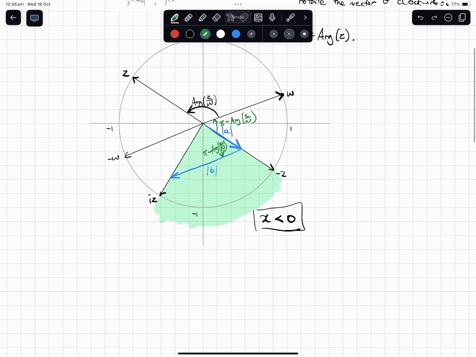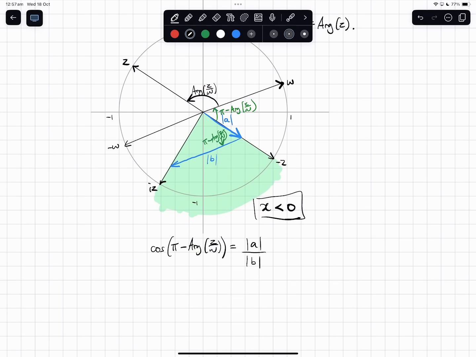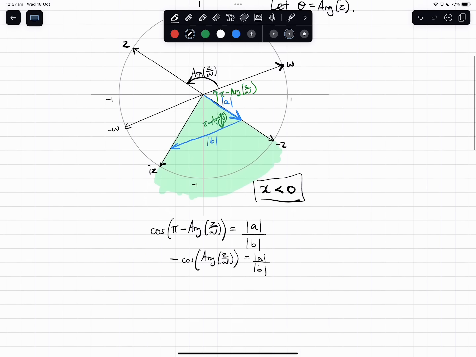So this is the fun part, how to find the length of B. Let's bring it down here. Well, I know that cosine of pi minus arg of z on W, doing some year 9 trigonometry, is the length of A divided by the length of B. So let's just clean this up a little bit. Cosine of pi minus, well, that's just negative cos arg of z on W. And we get this guy. Okay, and then let's just do some algebra to clean it up even further. We get this value.